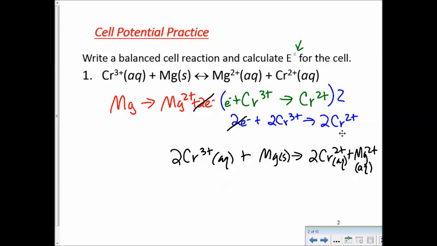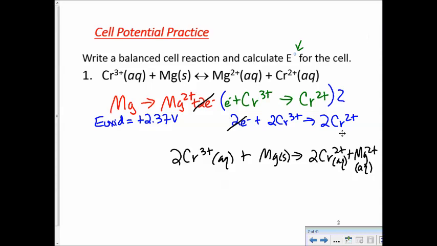Is that after you flipped it or before you flipped it? After you flipped it, okay. As a reduction potential, it's a negative 2.37. So since we flip it, it now becomes E with an oxidation, and that's a positive 2.37 voltage.